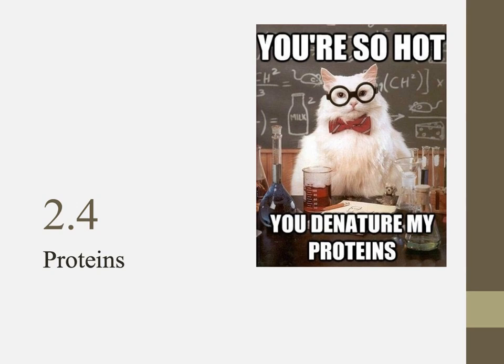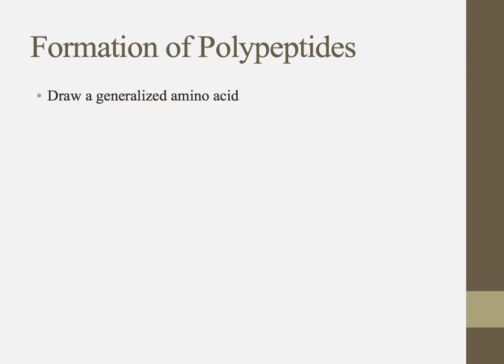Let's continue our discussion of molecular biology in chapter 2.4 on proteins. So the first thing we need to understand about proteins is that they are made from building blocks called amino acids. And I know you're probably so tired of drawing these by now, but if that's the case, then you should be able to do this in your sleep.